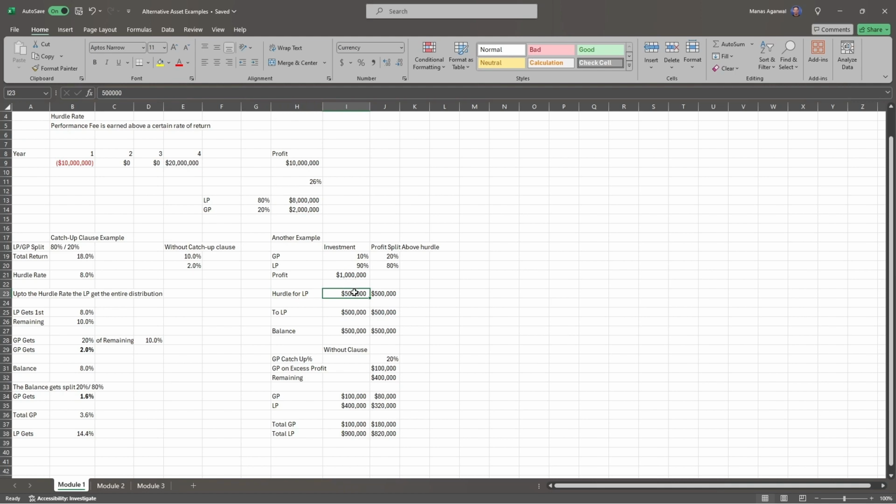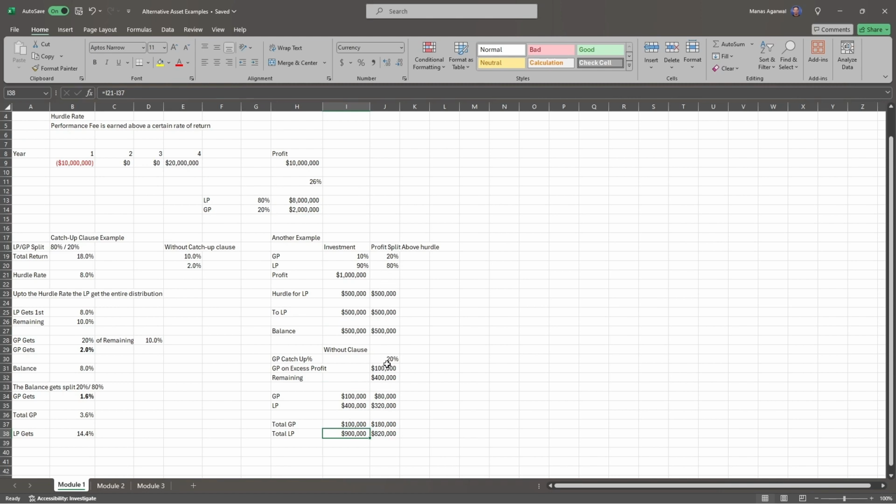The hurdle for LP here is $500,000. So up to $500,000 everything will go to the LP. Great. So that went to the LP. Now the balance we have is $500,000. That is 1 million minus 500. Great. Now if there is no catch-up clause, this $500,000 will be split 20-80 between the GP and LP. So 20% of 500K is $100,000 and 80% is 400. So GP in this case gets 100, simply this, and the LP gets 500 plus 400, that is 900.